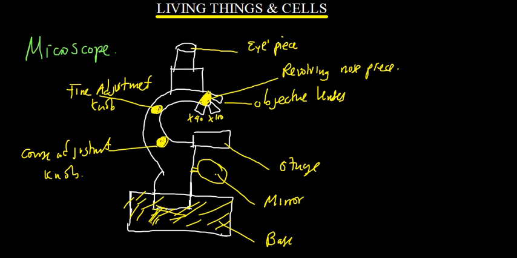So when you are at low power, there's going to be little magnification, and when you are at a higher power, there's going to be a higher magnification.